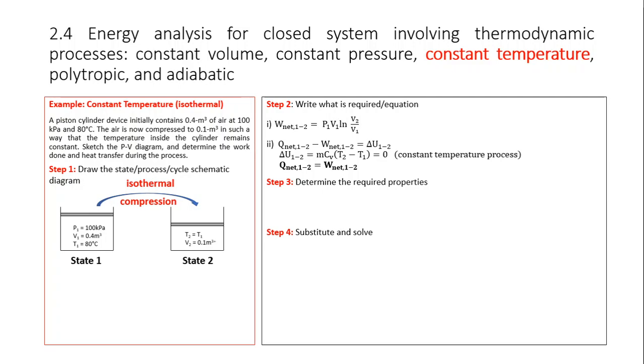For step 3, even though there are no properties that need to be determined, we still have to write down what is given from the question for each state. For step 4, substitute and solve for the question, and don't forget to sketch the PV diagram because it was mentioned in the question.